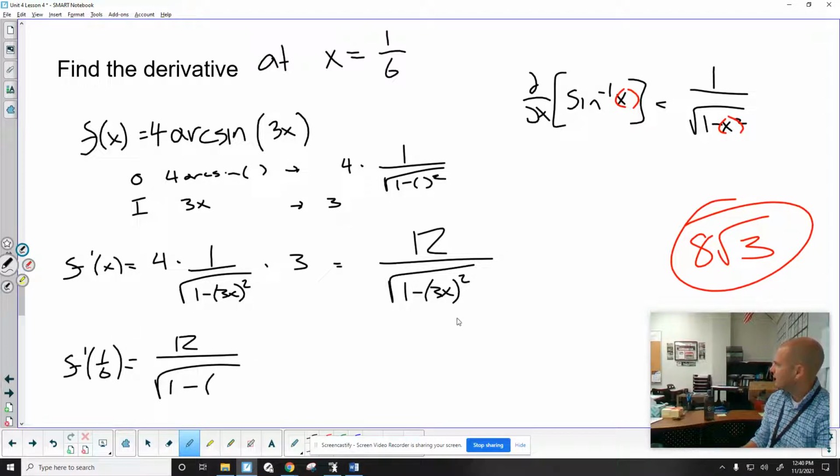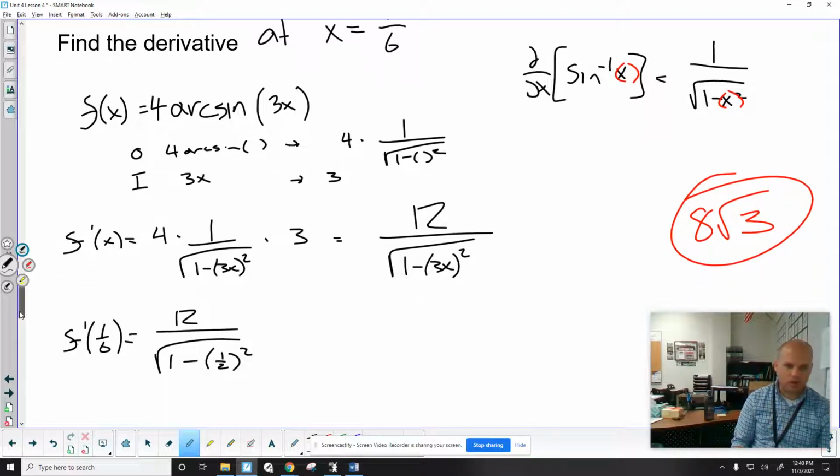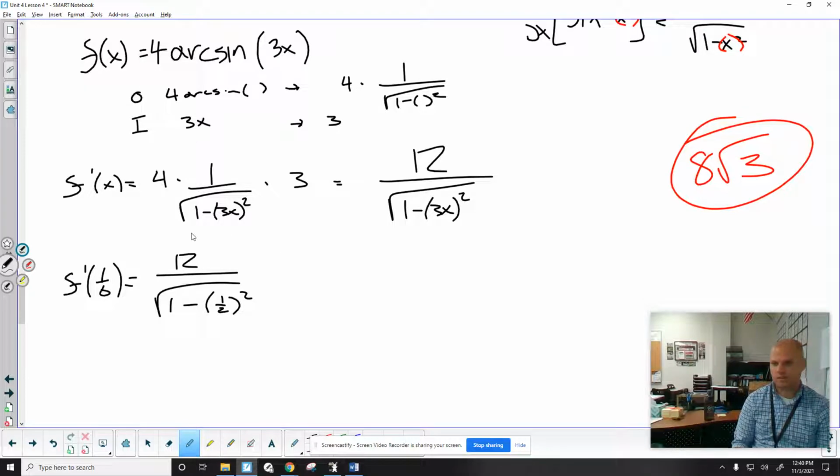You plug in 1/6, 3 times a 6 is a half. Now, I do see people struggle with the simplification of this. Just take your time. Don't try to do too many steps at once. 1/2 squared, 1/2 times 1/2 is 1/4. 1 minus 1/4, that's 4/4 minus a fourth, that's 3/4.